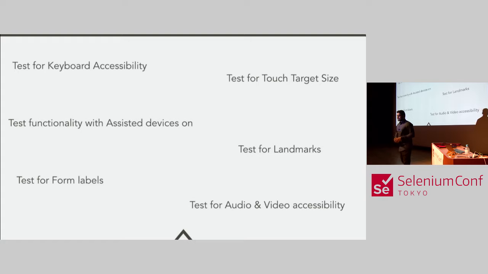A little more detail on what exactly you can test for. You can test for keyboard accessibility, as I was mentioning earlier, and focus order. Every website has HTML and CSS. Dot active focus is a main one that shows the focusing of a tab as you tab through your application, making sure that works. And test the functionality with assistive devices on, which is the most important again. As I was mentioning earlier, you can use screen readers. You can actually try that.